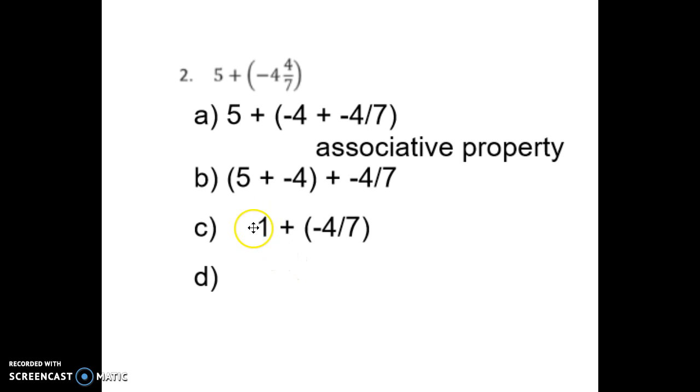So if I have one entire candy bar or a brownie or a dollar or however you want to think about this 1, and I take away 4/7, so how much is going to be left? Okay, so my final answer would be 3/7. And by using the associative property and using what I know about fractions, this problem becomes not so bad.